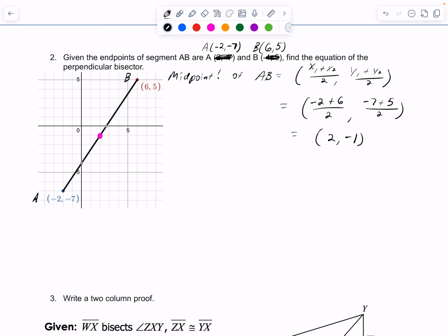All right, so now we need to find the slope of AB, using our slope formula, the change in y over the change in x.